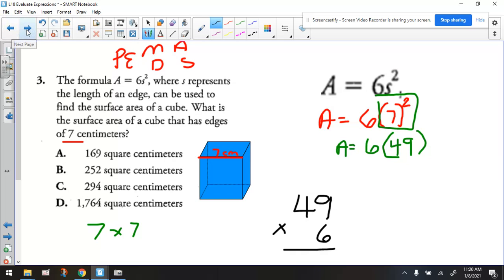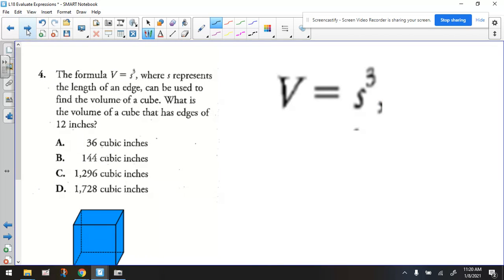All right, so let's take a look at question number 4, which is kind of similar, only this time we're not talking about surface area, we're talking about volume. It says the formula volume equals side cubed, where S represents the length of an edge, can be used to find the volume of a cube. What is the volume of a cube that has edges of 12 inches?